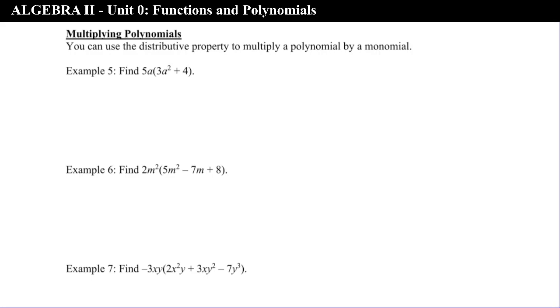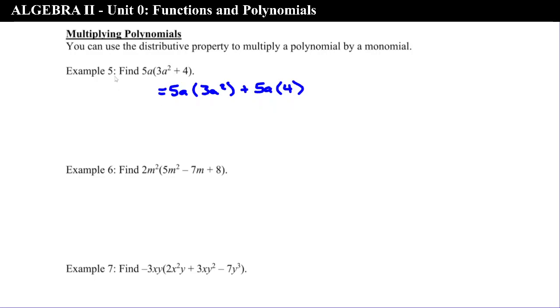Now let's talk about multiplying polynomials. The big rule that we're going to be using to multiply polynomials will be the distributive property. And that is to multiply a polynomial by a monomial. So we're going to start on the easier side and we're going to work our way up. So first, let's find 5a times this polynomial. Well, to do that, we're simply going to take 5a and multiply it by the first term. And then our operation is addition. And then we have 5a times our second term.